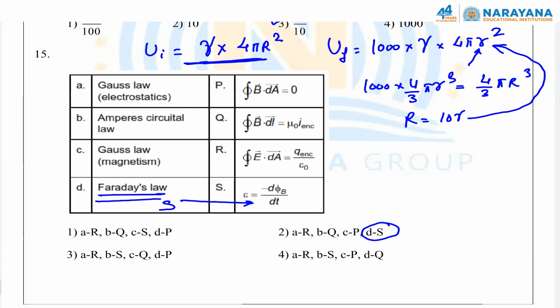Still, we'll verify. Ampere's circuit law is about the line integral of magnetic field. So this is Q. Gauss's law is about calculating the surface integral of field and putting it equal to Q by epsilon naught. So this is R. Gauss's law in magnetism is integral B dot dS equal to 0, because magnetic field lines always form closed loops. So the surface integral of magnetic field, the total flux, is always 0. So this is P. So R, Q, P, S. This is the correct answer.